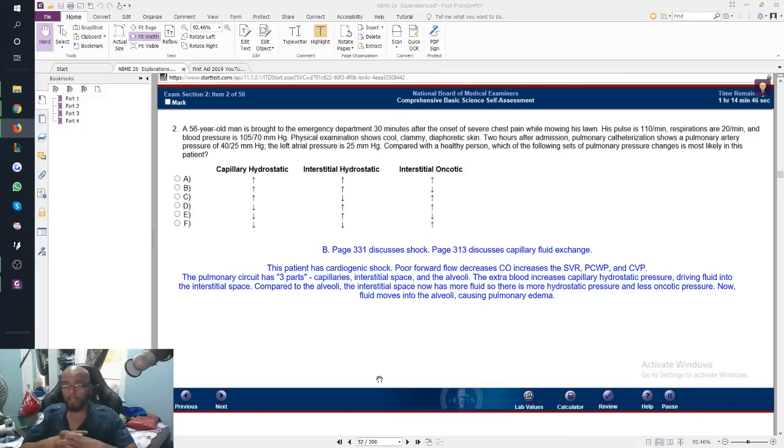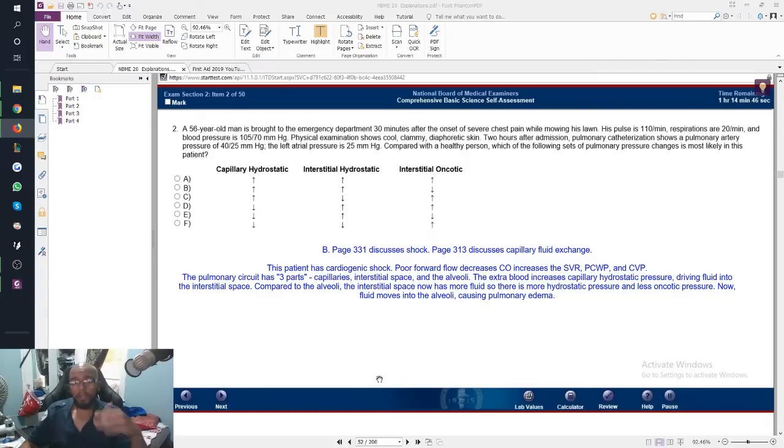2 hours after admission, pulmonary catheterization shows a pulmonary artery pressure of 40/25. The left atrial pressure is 25. Compared with a healthy person, which of the following sets of pulmonary pressure changes is most likely in this patient? So you look at all the answer choices, they're talking about capillary hydrostatic, interstitial hydrostatic, and interstitial oncotic.